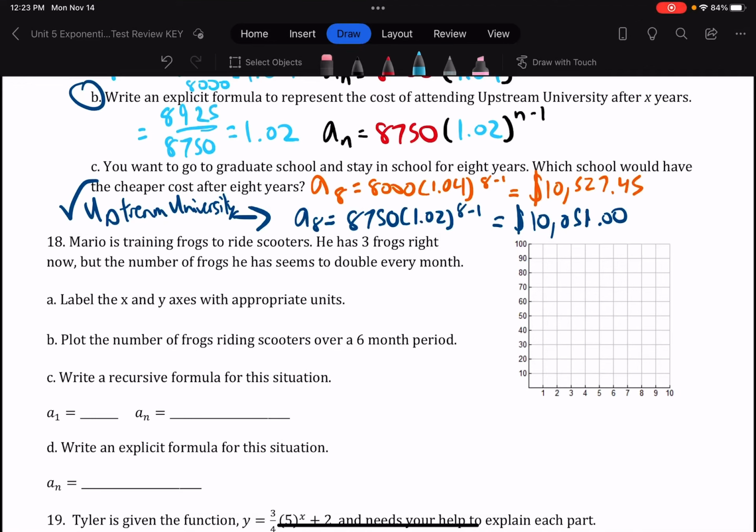Hey guys, it's Miss Adams, and we're still looking at the Unit 5 test review. We are looking at our applications with geometric sequences, and we're going to look at problem number 18.